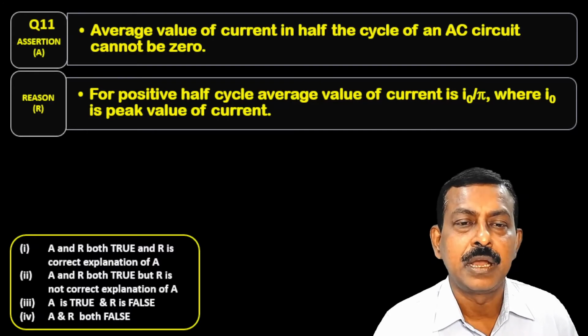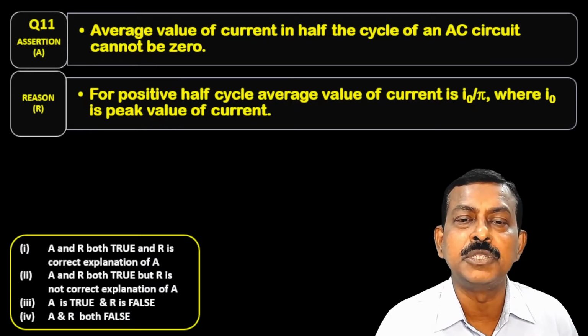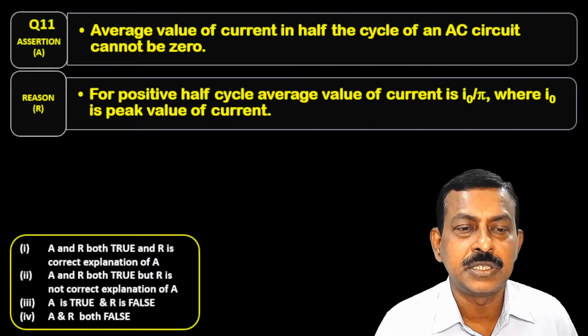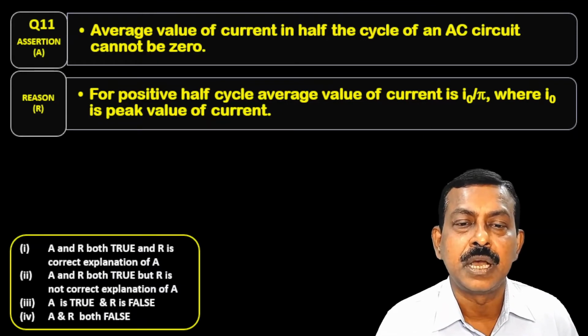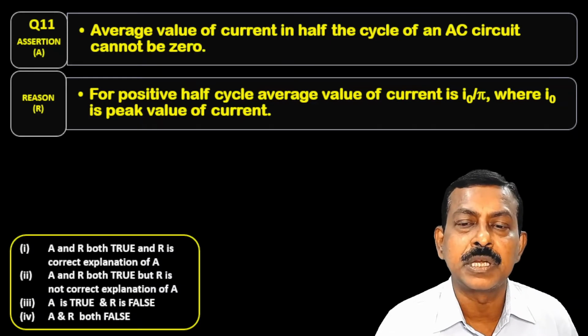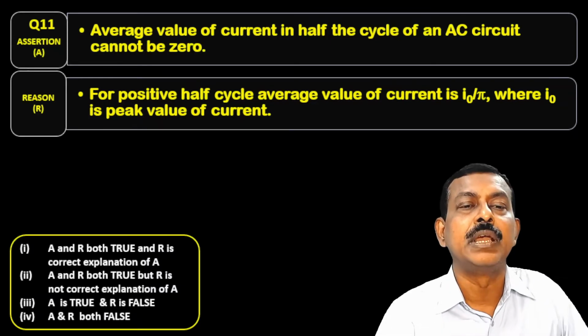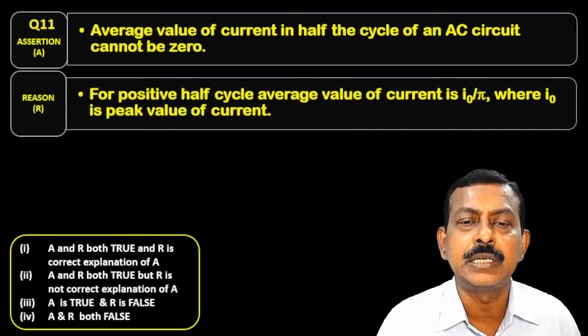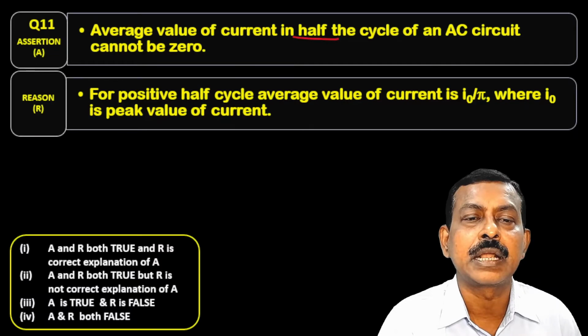First one is, average value of current in half the cycle of an AC circuit cannot be 0. And reason is given for positive half cycle, average value of the current is I0 by pi, where I0 is the peak value of the current. Now let's take the assertion part. Average value of current in half the cycle cannot be 0.